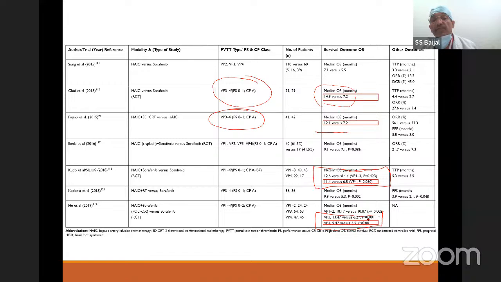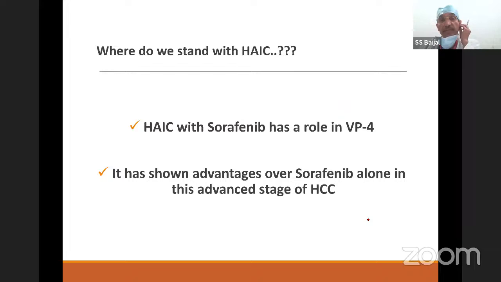And therefore, the overall survival advantage is the best if the disease is also the most advanced. And therefore, could we make a summary? I think the closest that one could summarize is that HAIC with sorafenib has a role in VP4, and it has shown to be of advantage over sorafenib alone in this advanced stage of HCC.